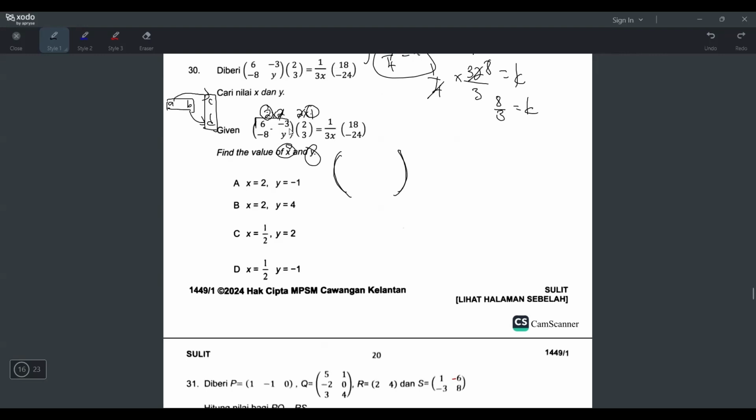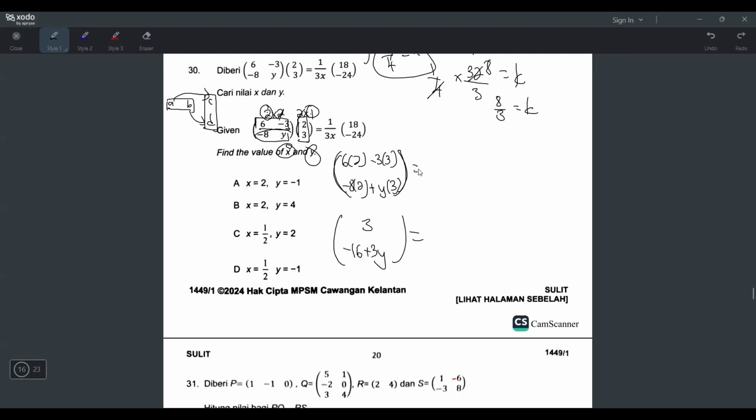So let's do it. Horizontal times vertical. So dia mesti 6 times 2 and then negative 3 times 3. Okay, dah siap. And then repeat one more time. Horizontal times vertical. Same thing. Negative 8 times 2 and then y times 3. And if there's nothing in between means plus. Tapi kalau sudah ada minus, tak payah dah. Okay, tak payah tulis plus dah. Sebab kalau you tulis plus pun, plus minus jadi minus. Right? Okay, so now it becomes what? 6 times 2, 12, 12 minus 9, 3. Negative 8 times 2, negative 16 plus 3y.